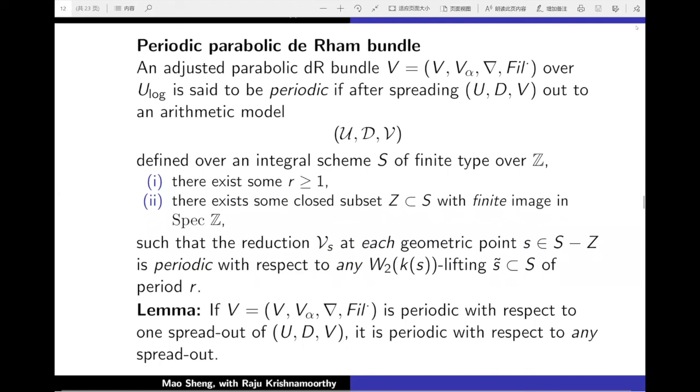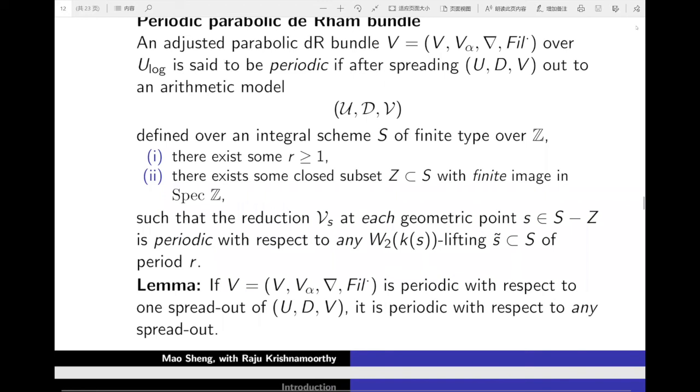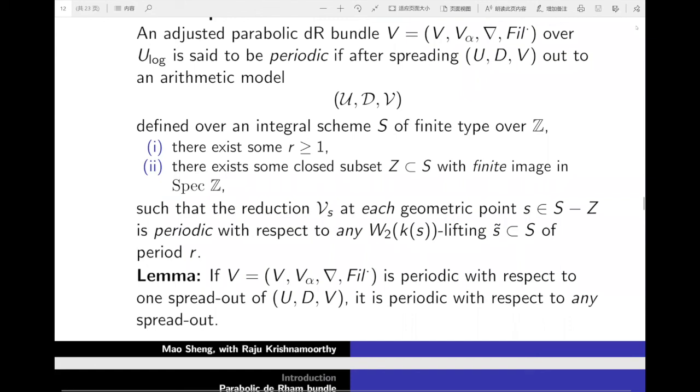When we spread out, then if we find some R and find some bad set of primes, which has finite image over Spec Z, such that the reduction of this spread out away from this Z, at each geometric point on this complement, is periodic with respect to any W2 lifting inside this S, and of period R.